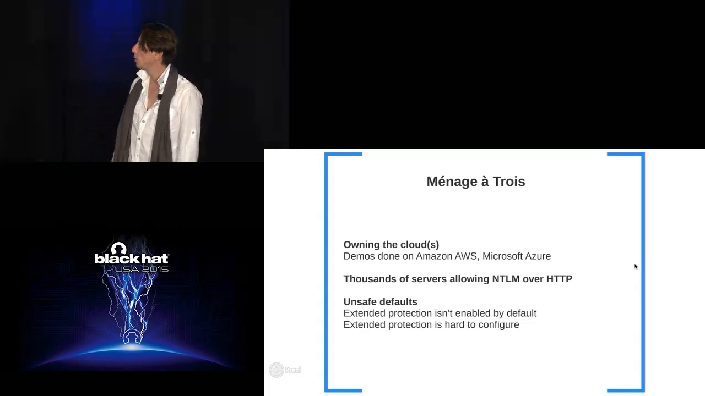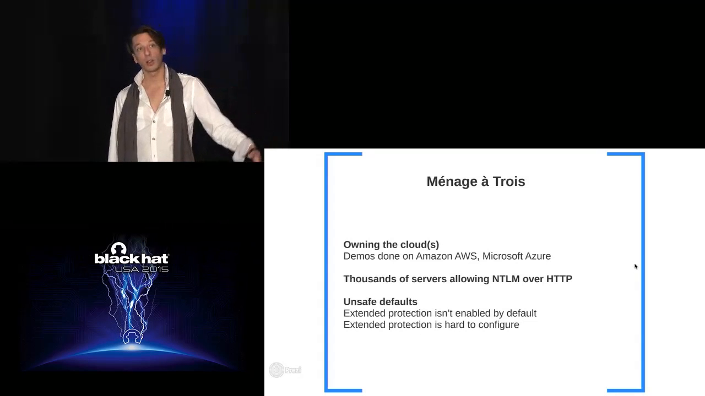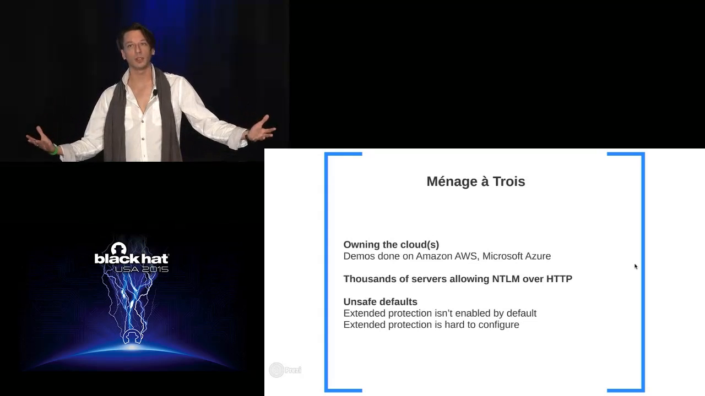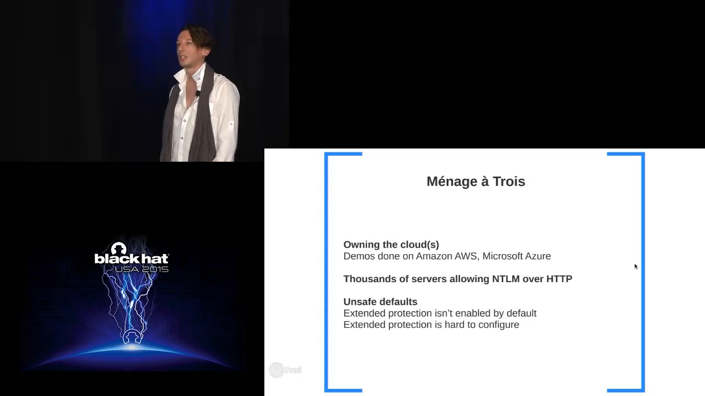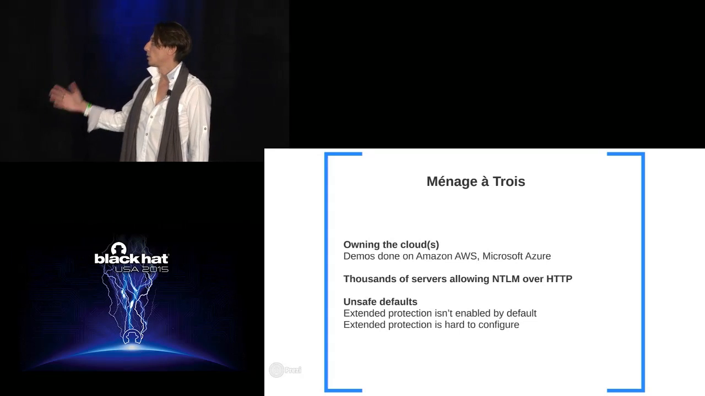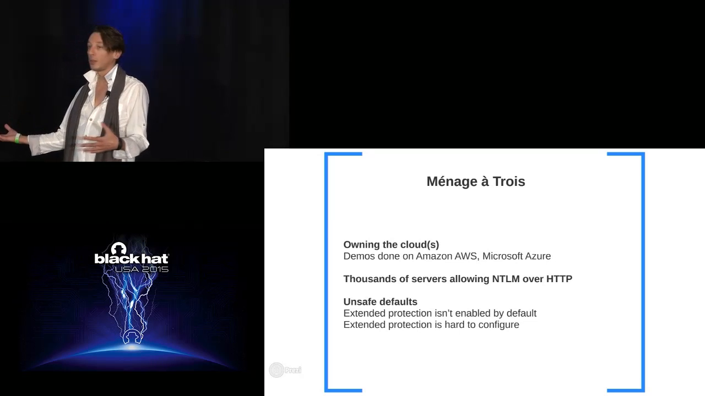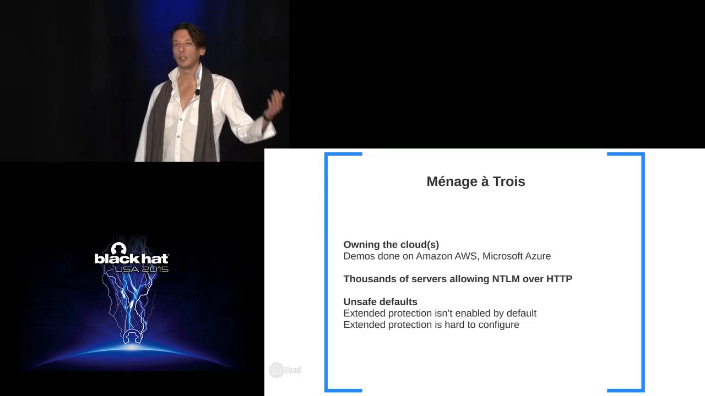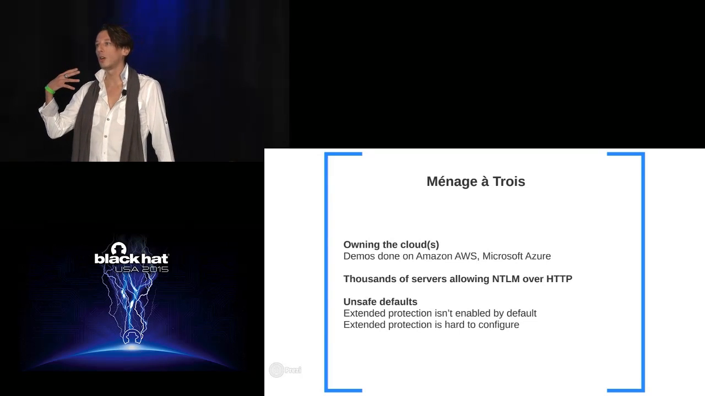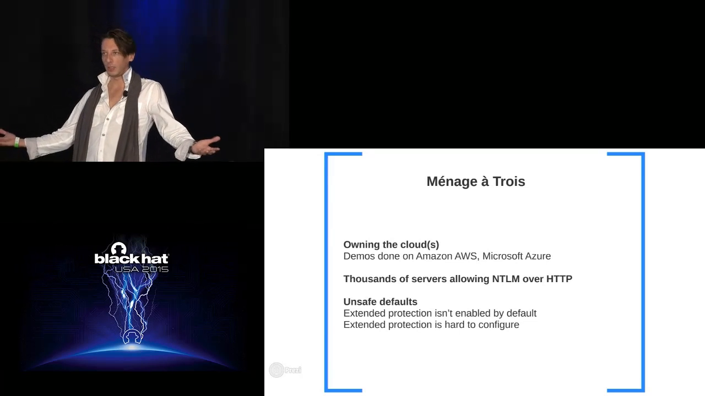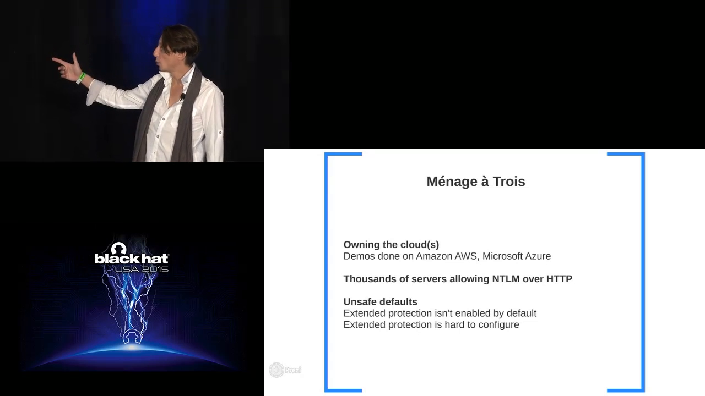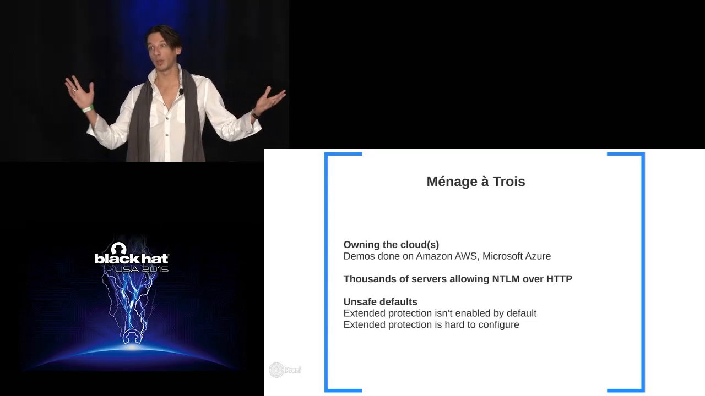Okay, so if we look back at those demos, we've been doing it over Azure and AWS. If you have either clients or servers on any of those, you are basically vulnerable. They don't do SMB egress filtering. As we saw with the Shodan query, there are actually thousands of servers allowing SMB connections over HTTP, and the defaults are unsafe. Extended protection is not enabled by default, which is the only thing that would actually prevent this class of attack. Even if you have packet signing enabled, since we're relaying over HTTP, it's not going to protect you. However, extended protection would, but it's extremely hard to configure, and it's enabled nowhere by default.